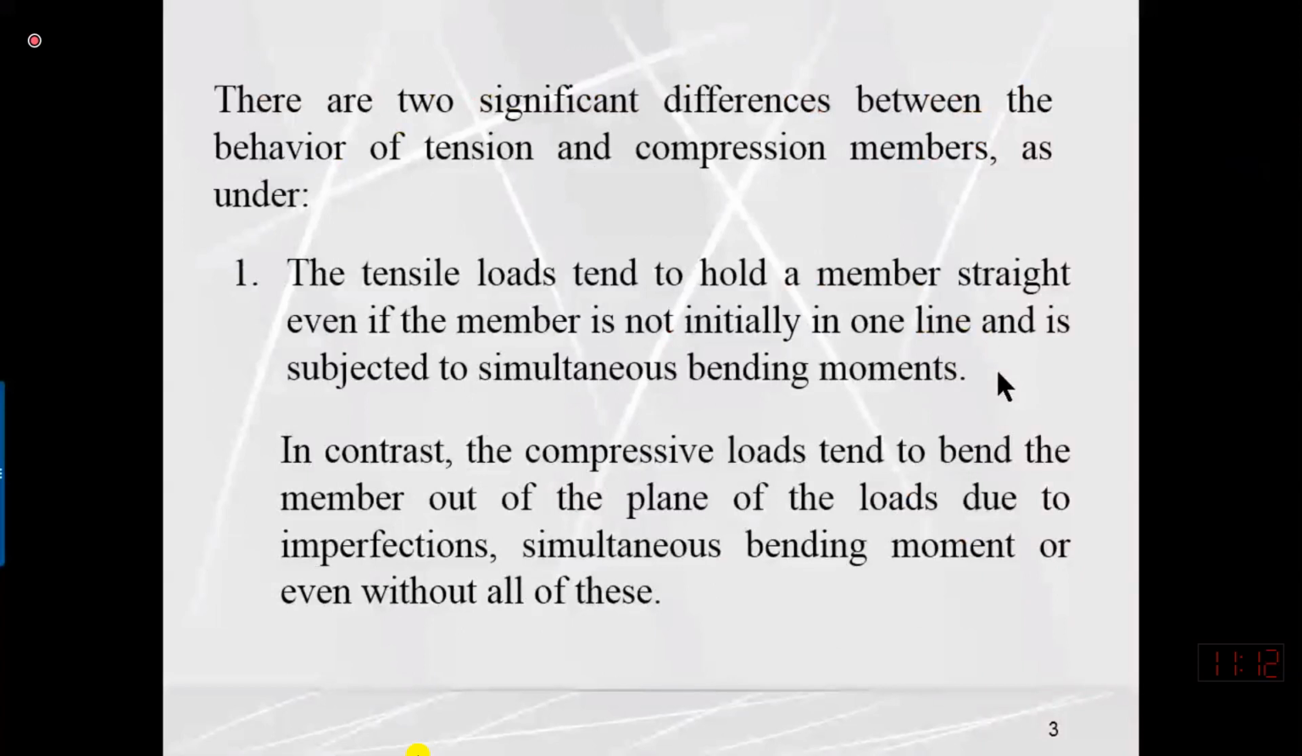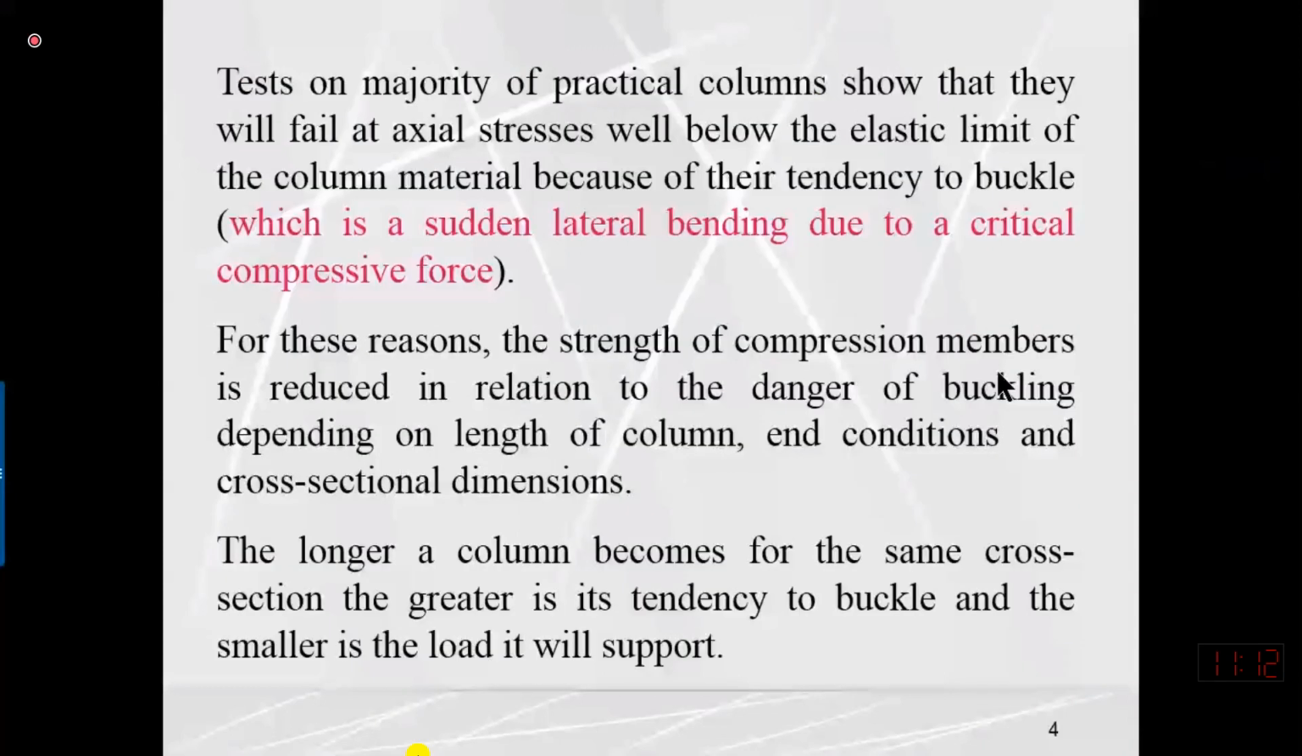We have also devised one experiment to study the critical load of columns with various end conditions. Tests on the majority of practical columns show that they will fail at axial stress well below the elastic limit of the column material because of their tendency to buckle, which is sudden lateral bending due to the critical compressive force.